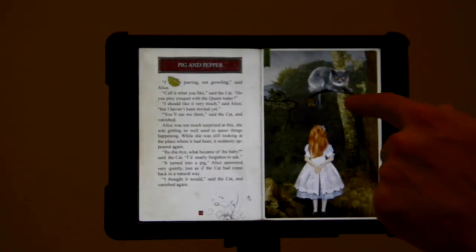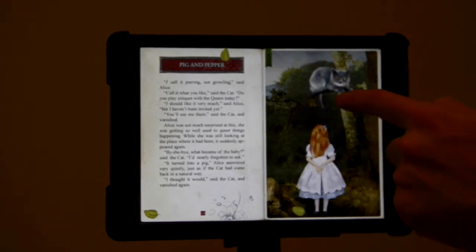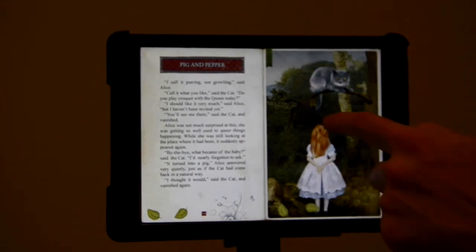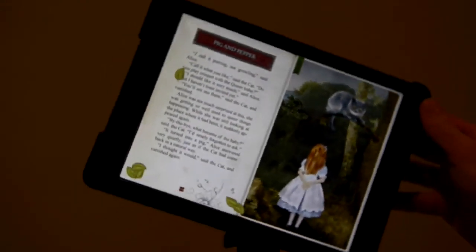I call it purring, not growling, said Alice. Call it what you like, said the cat. Do you play croquet with the Queen today? I should like it very much, said Alice, but I haven't been invited yet.